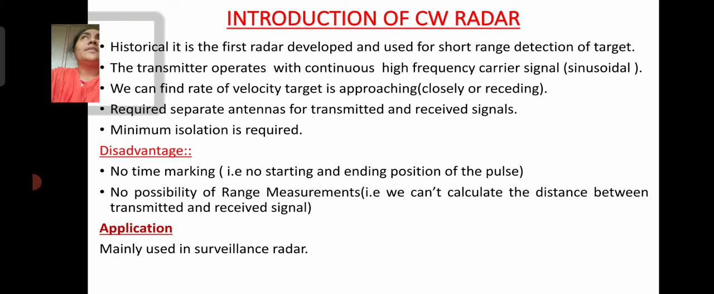So the main disadvantage of CW radar is no time marking. What do we mean by time marking? That is, no starting and ending position of the pulse, no possibility of range measurement. So we cannot calculate the distance between the transmitted and the received signal. The main application is in surveillance radar.